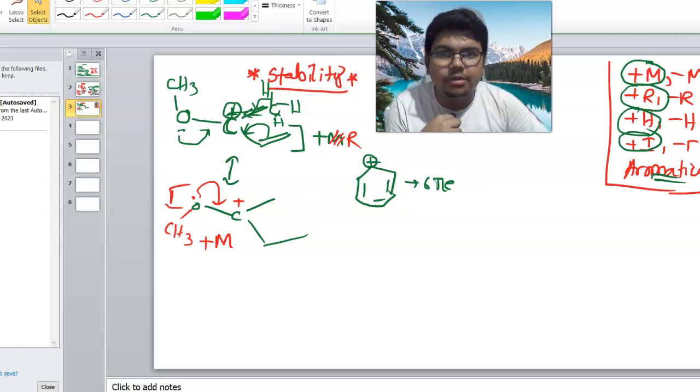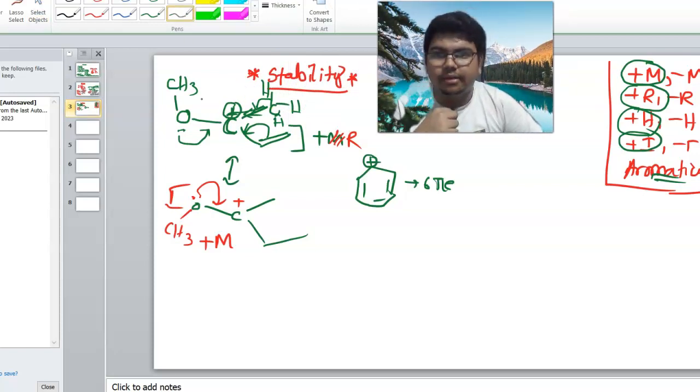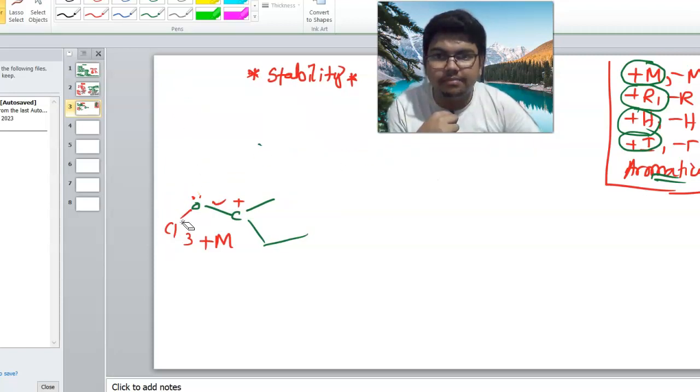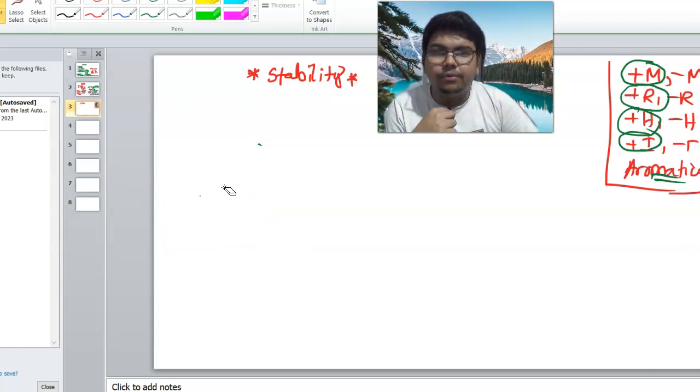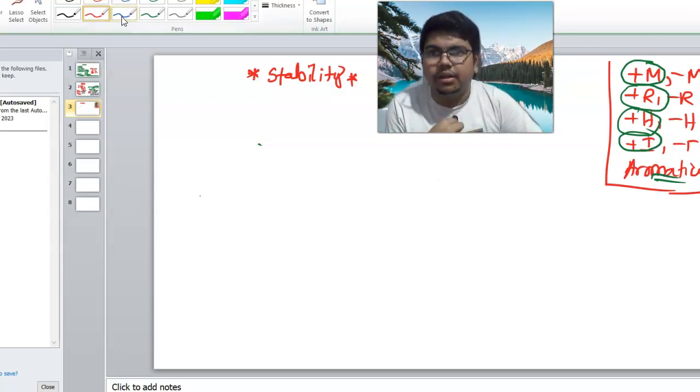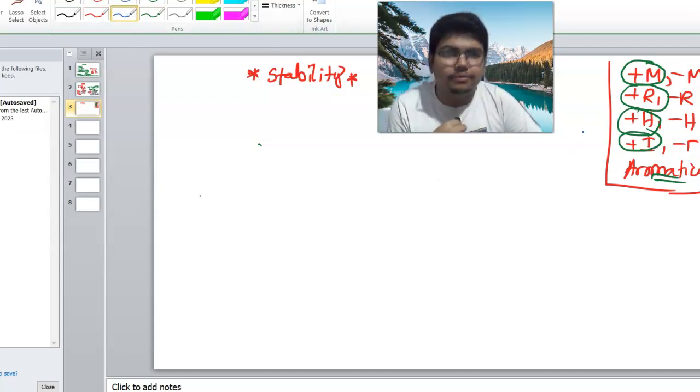Now we are going to talk about the stability of carbocation. I am erasing this and starting again. There are a few effects. Before knowing the stability, I am assuming that you know all of these things: mesomeric effect, resonance effect, hyperconjugation, inductive effect, aromaticity. All these are part of GOC, general organic chemistry. I expect that you are aware of this.